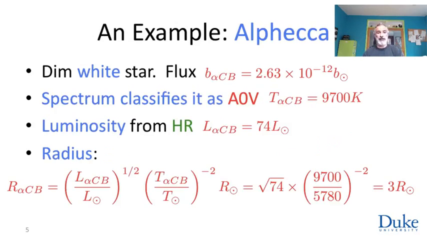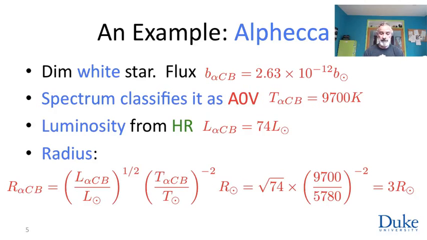Let's try to understand the star Alphaka. This is Alpha Coronae Borealis, and it's a whitish star. It's not the brightest star in the sky, but it's a bright one. In fact, we can measure its flux. A photometric measurement tells us that the brightness of Alphaka is 2.6 times 10 to the minus 12 times the solar luminosity. We look at its spectral lines and we can measure its temperature. Its temperature is 9700 Kelvin.